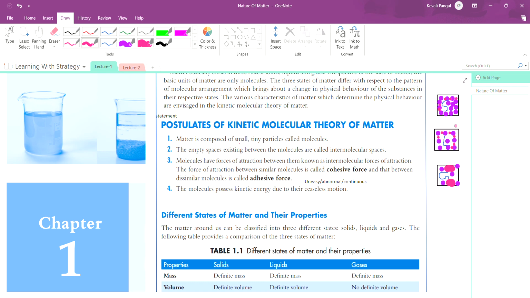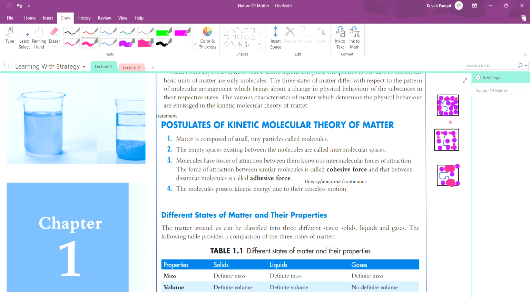We can't touch it, we can't see it with our eyes. So it's not matter. Therefore, there must be some force between the two molecules which keeps the molecules of matter attached to each other, sticking to each other, attracted to each other. So what are these forces called? These are called intermolecular forces of attraction.